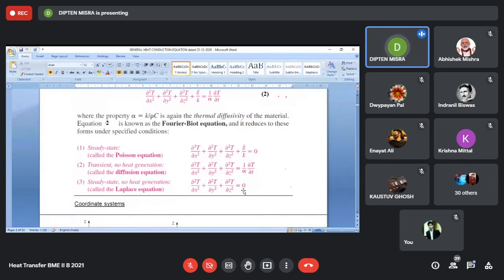So we have a case where Q along X is taking place, but Q along Y and Q along Z are zero. This is so because T along X is significantly changing, but T along Y and T along Z are not changing. And as we can very well tell, inside the wall there is no internal heat generation. So that G dot term is not present.